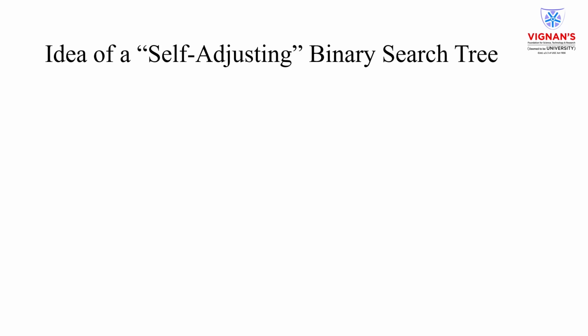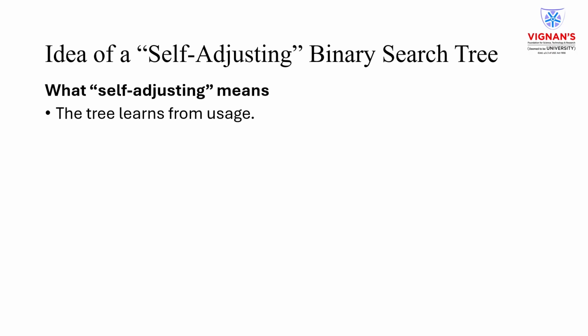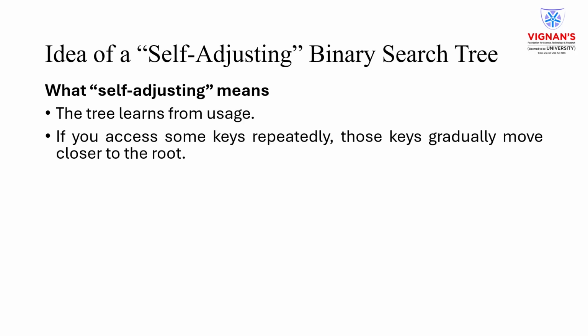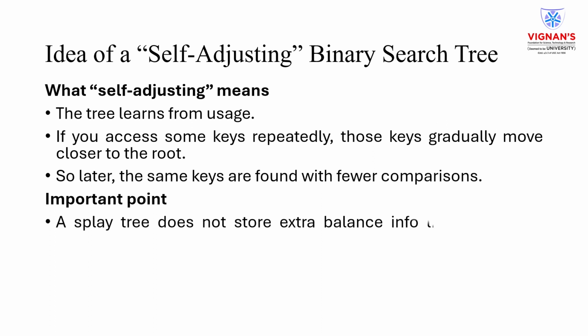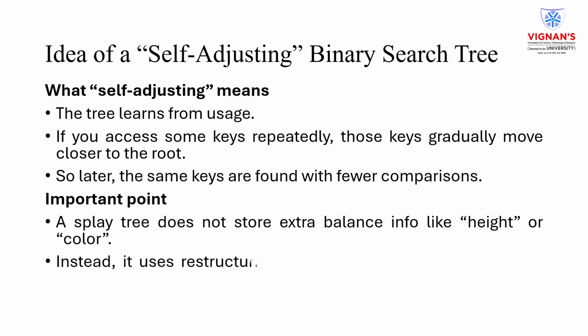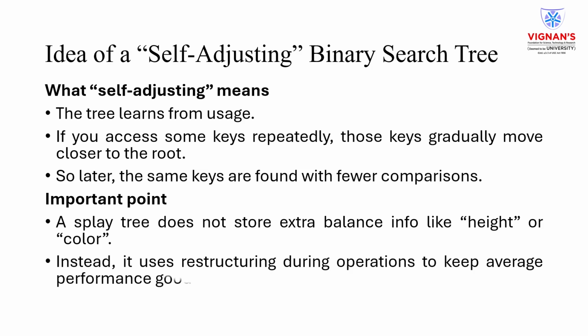Now let's understand the idea of a self-adjusting binary search tree. A splay tree is self-adjusting, meaning it learns from usage. If you repeatedly access certain keys, those keys move closer to the root. This reduces the number of comparisons needed later. Unlike AVL or red-black trees, splay trees do not store height or color information. Instead, they rearrange themselves during operations to maintain good average performance.